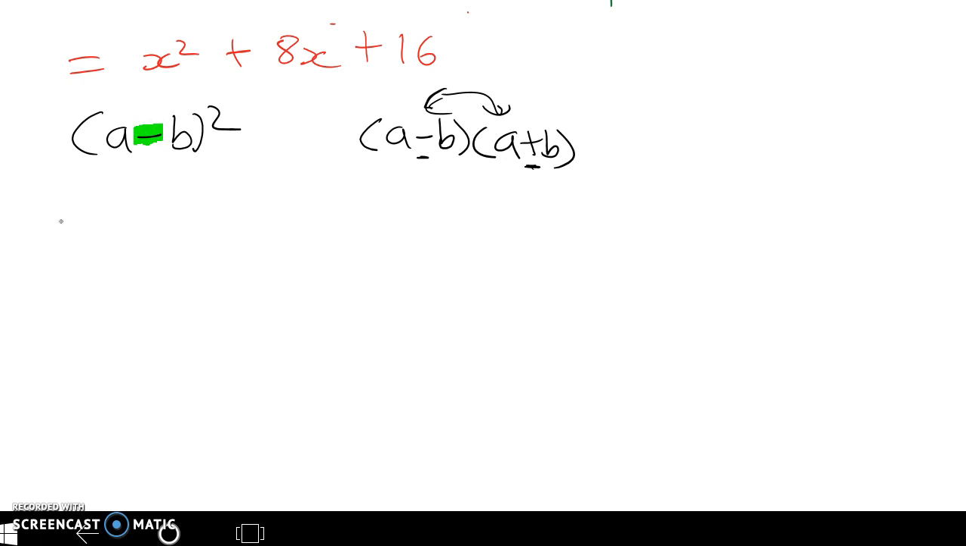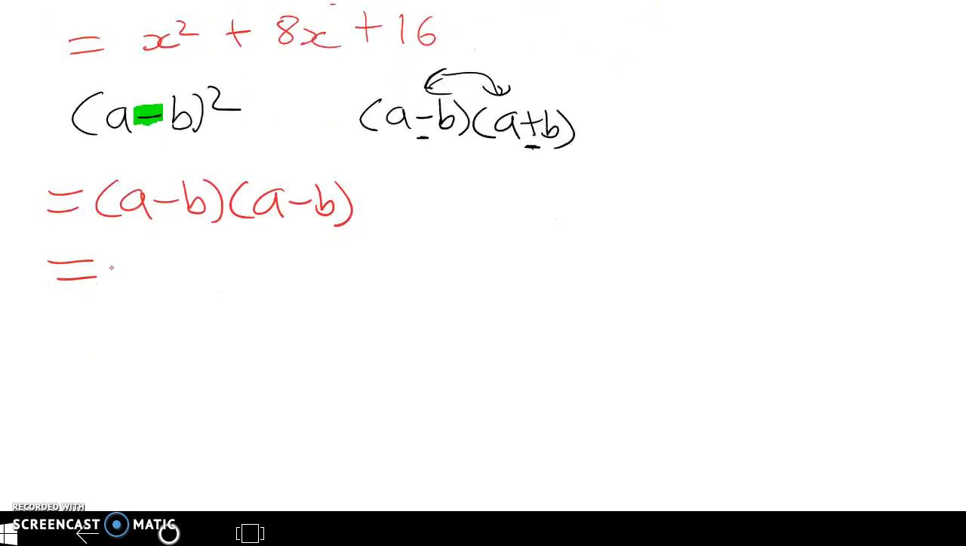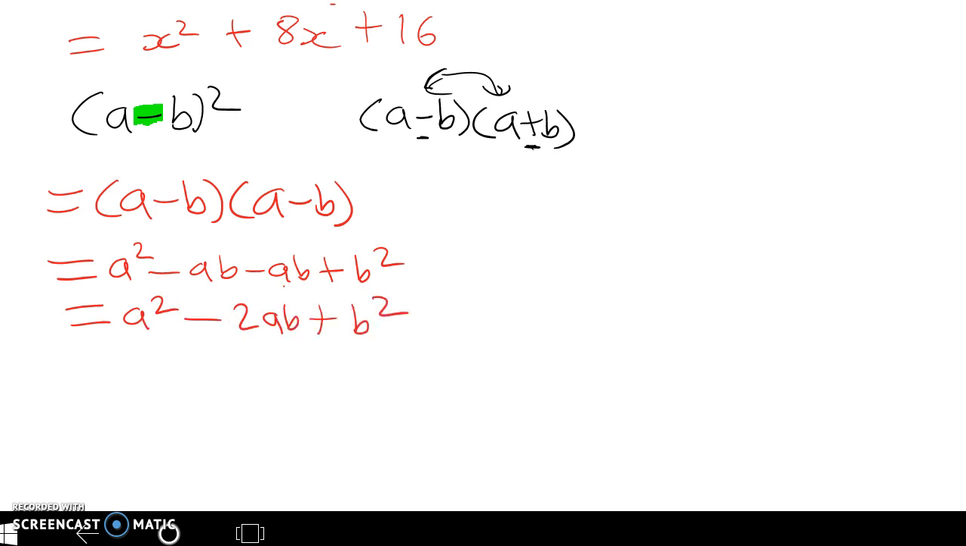Okay, so we'll see the difference that we get when we use FOIL. So once again, using the same process, we'll see what we get. So if we use FOIL, we get a squared, take ab, take ab, plus b squared. So I get a squared take 2ab plus b squared. So we've got a difference here now that we've got a negative in our bracket with the perfect squares pattern. We get a negative in this first position here, which stems from the fact that we have two lots of this minus ab in our FOIL expansion.